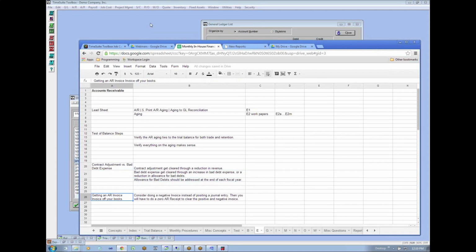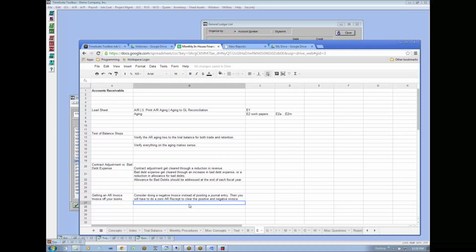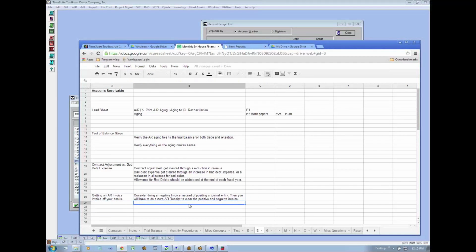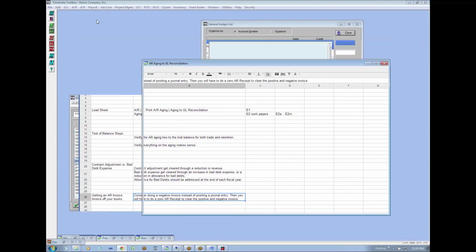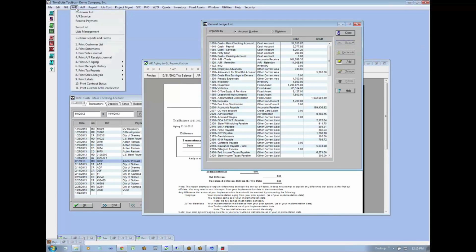When your financial statements are analyzed by third parties, bad debt expense is not something that looks good, and a lot of times with a contractor it's not the case. So to get an old AR invoice off your books, consider doing a negative invoice instead of posting a journal entry. Then you will have to do a 0 AR receipt to clear the positive and the negative invoice. Let's go through an example of that.